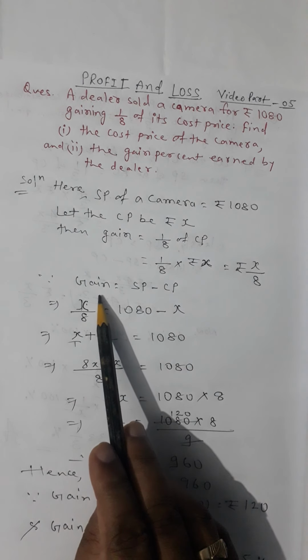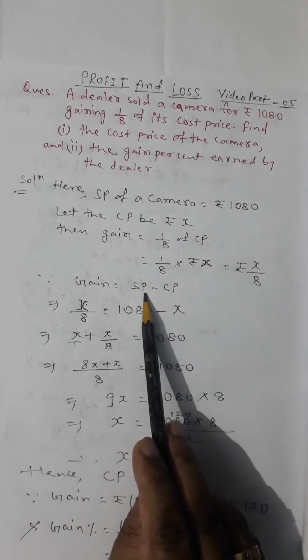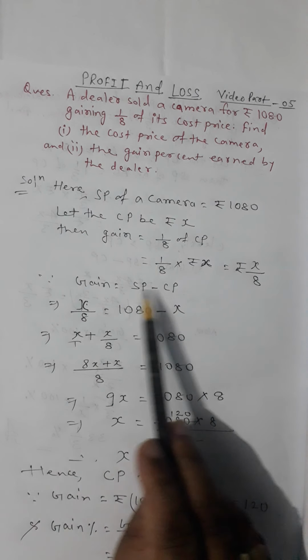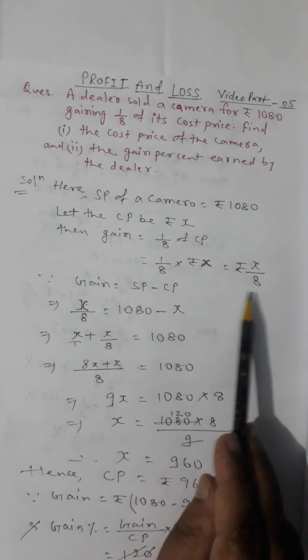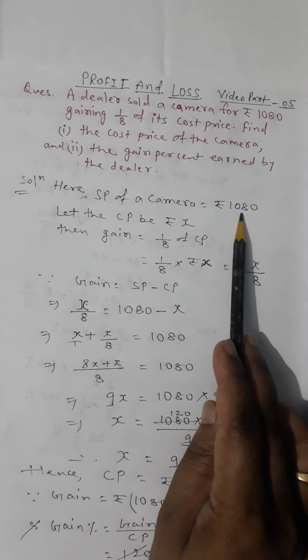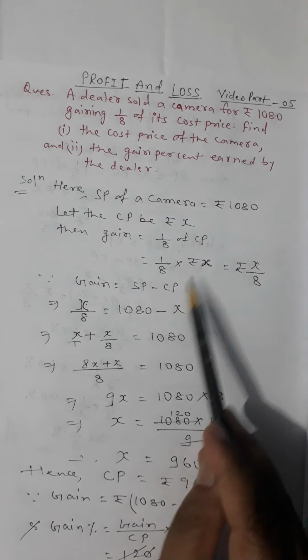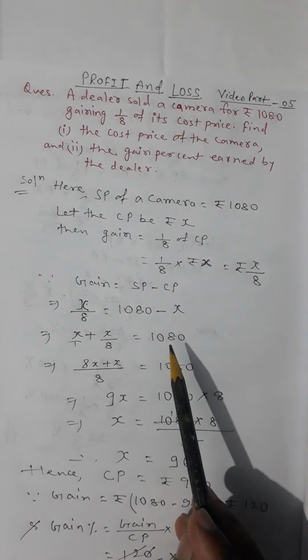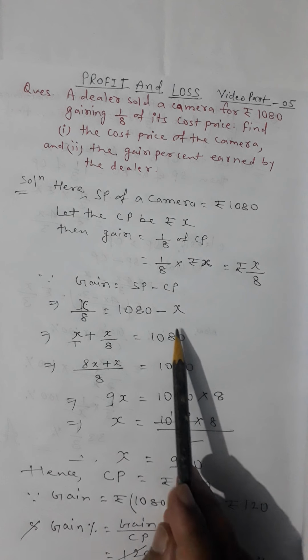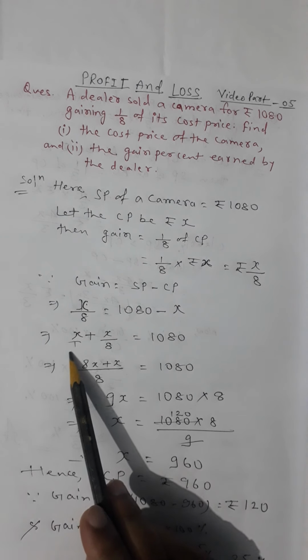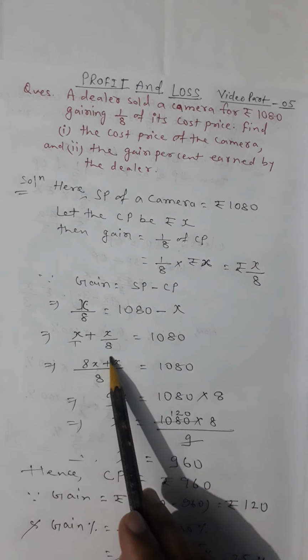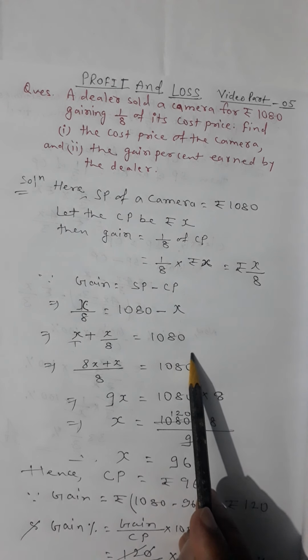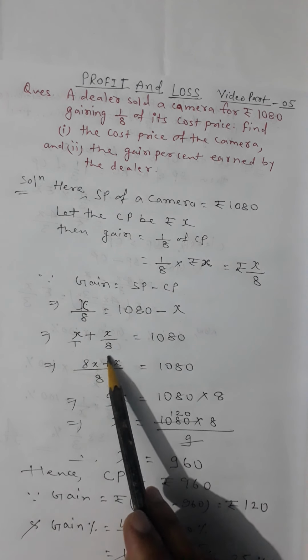After that we know the formula that gain equal to SP minus CP. So we already have gain in terms of X by 8, and SP equal to 1080 rupees minus cost price, which is X. Then solve for X just like a linear equation in one variable. So this minus X comes to this side, then plus X. So X plus X by 8 equal to 1080. Taking LCM of 1 and 8, it is 8.